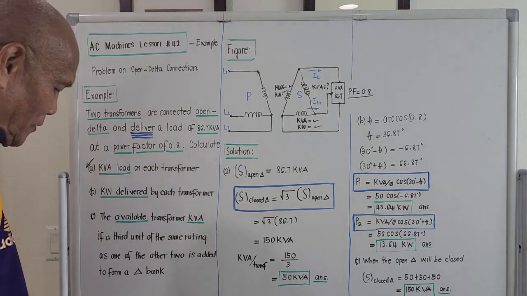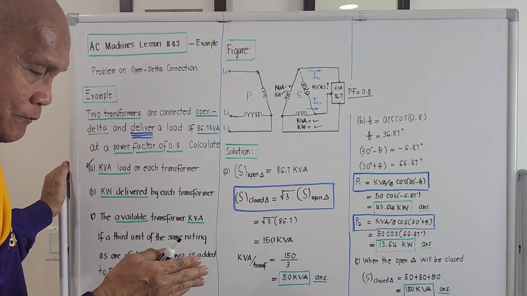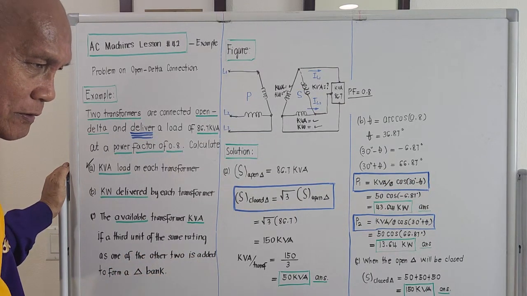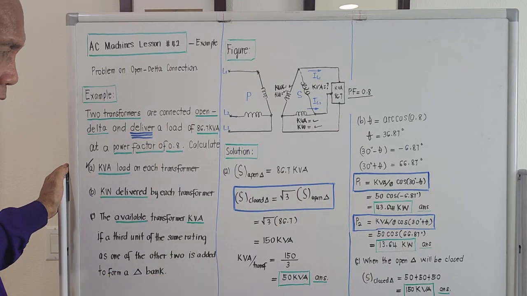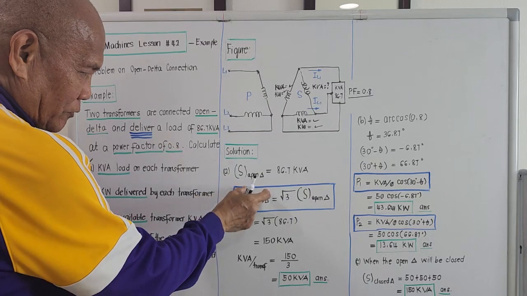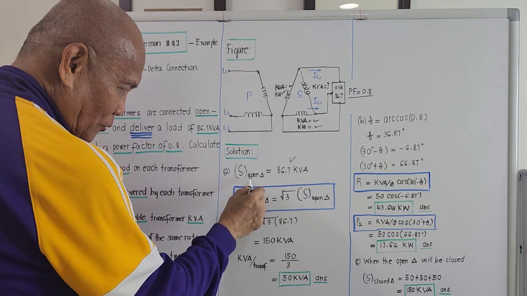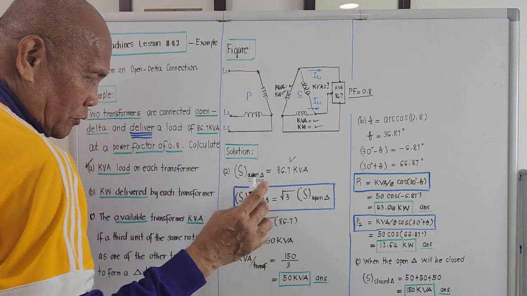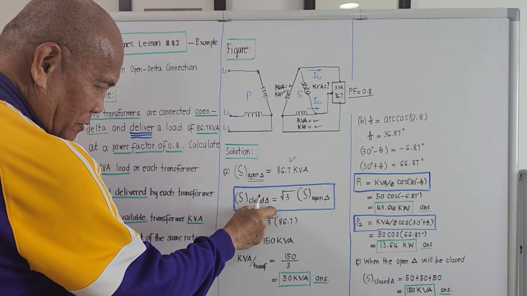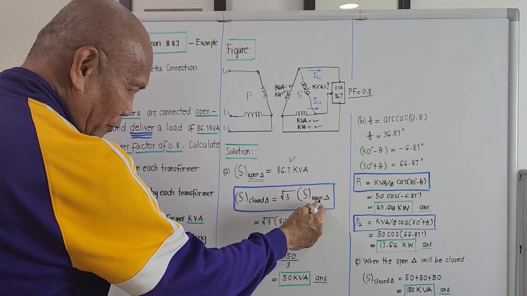Oh, this is an easy problem. It's just a matter of recalling the relationship of the apparent power of a closed delta and open delta. And actually we got the value here. The total apparent power delivered for the open delta is 86.7 kVA. That is for open delta. And we have a relation that the total apparent power for a closed delta is equal to square root of 3 times the total apparent power of an open delta.